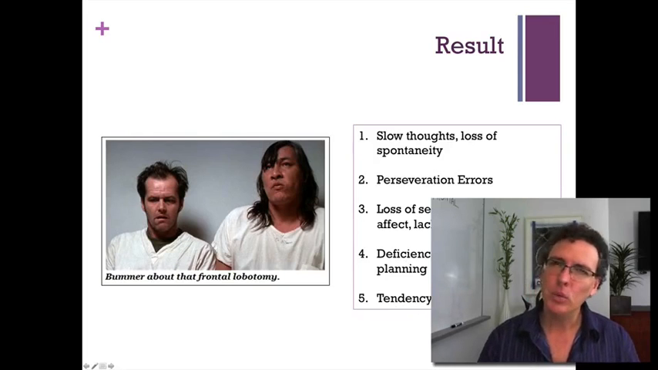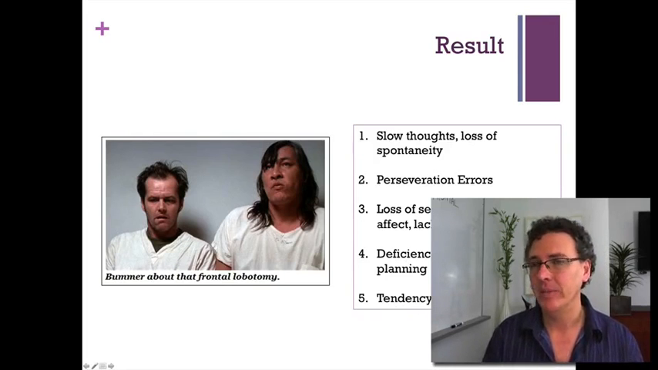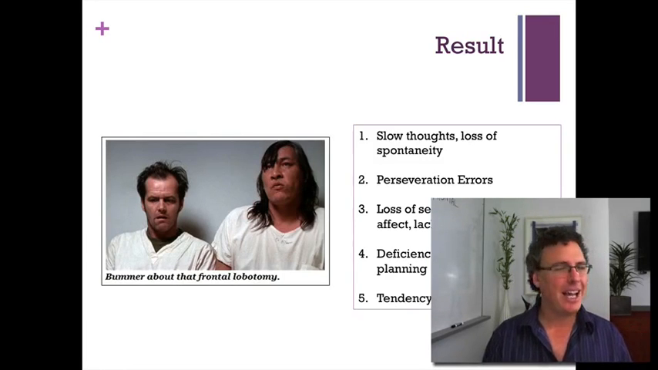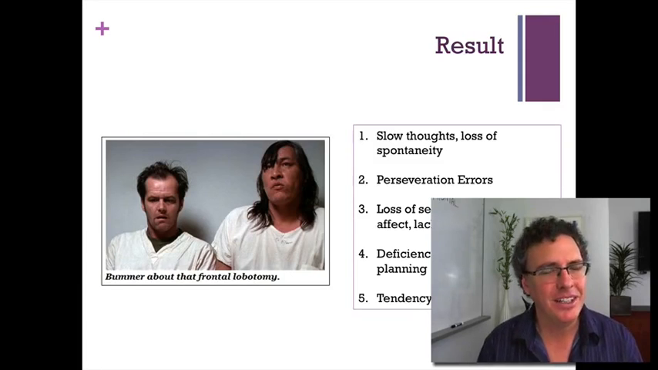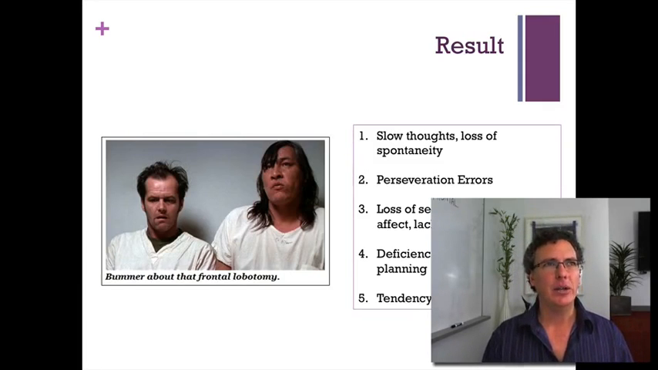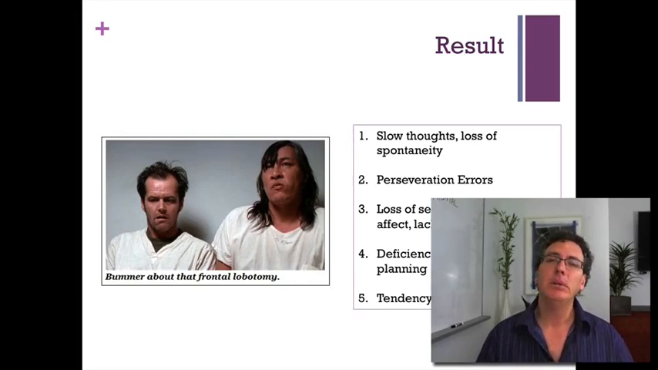And finally, they have this weird tendency to confabulate. Now, confabulation is kind of like lying, but weirder than lying. So when you and I lie, we are really trying to deceive in some way to get something. And that's actually, by the way, considered a very high-level cognitive ability, something the frontal lobes play a big role in.